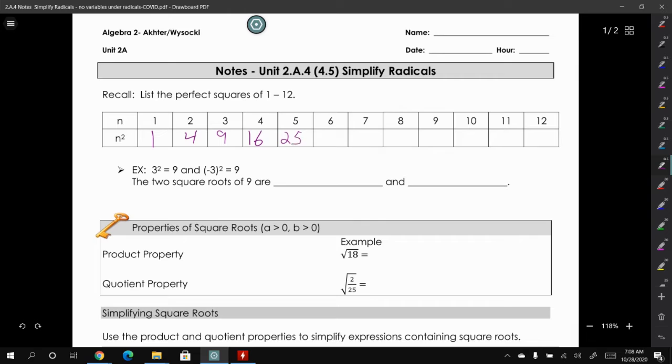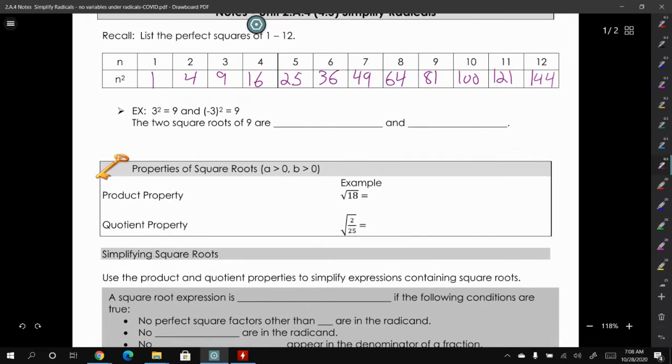5 squared is 25, 6 squared is 36. And saying something is to the second power is the same thing as saying that it's squared. So 8 to the second power is 64, and we have 81, 100, 121, and 144. So having these up here will allow us to quickly determine if our number is a perfect square or not.